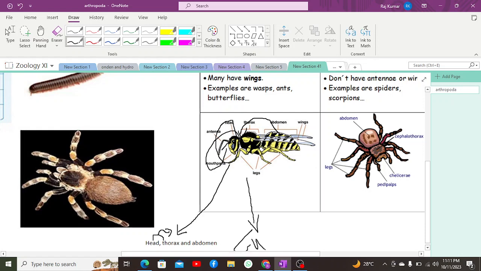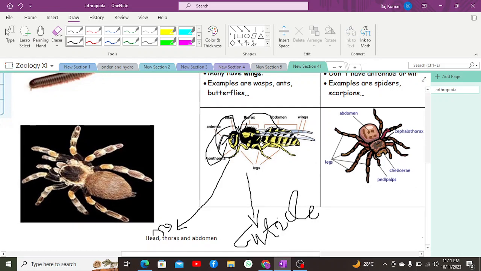Cuticle is the same material that was present in the phylum Annelida animals. Cuticle is also present here, and it is made up of chitin and protein. This is how it is formed.